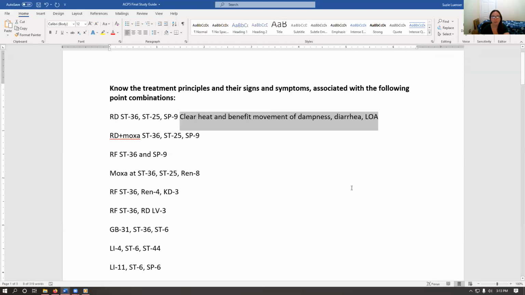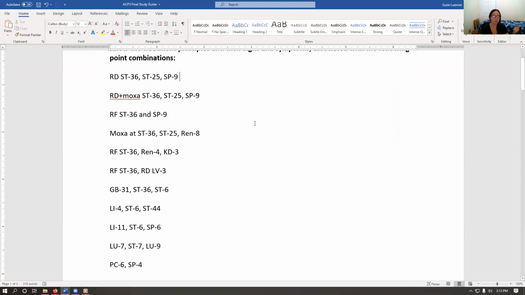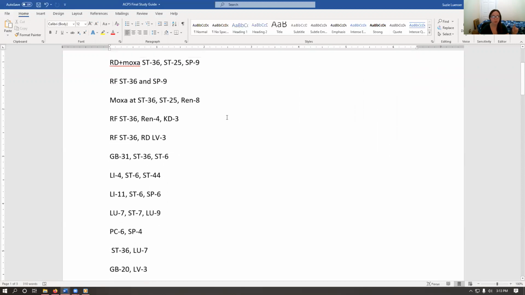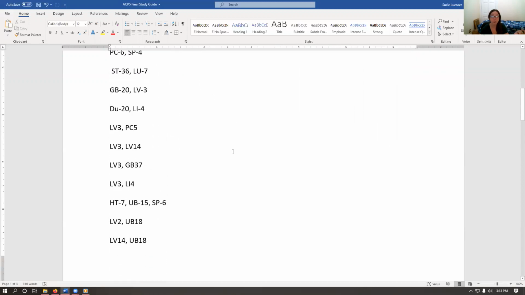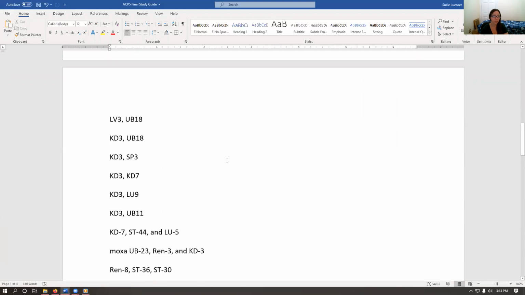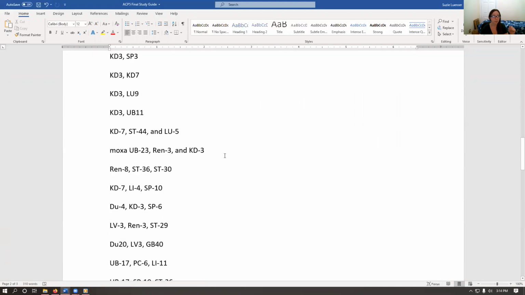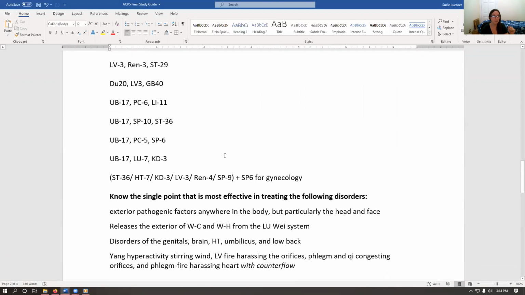You could do like 3 or 4 signs and symptoms for each of these, but that's what you should do if you want to do the fill in the blank thing. That's what you should be doing for all of these. Treatment principle, signs and symptoms associated with these point combinations. Some of them are 3-point combinations, a lot of them are 2-point combinations, but there are a lot of them. You can see here, there are a lot of them. This is really the bulk of the exam because this is the point combination class. So that's what we're here for.